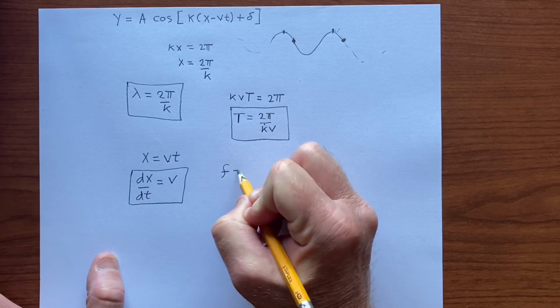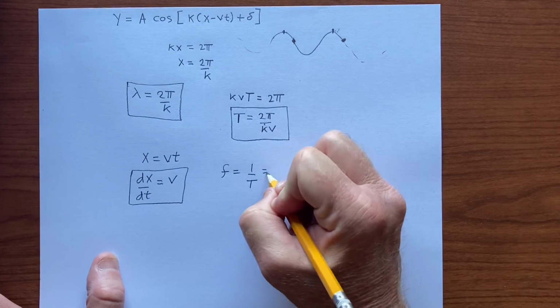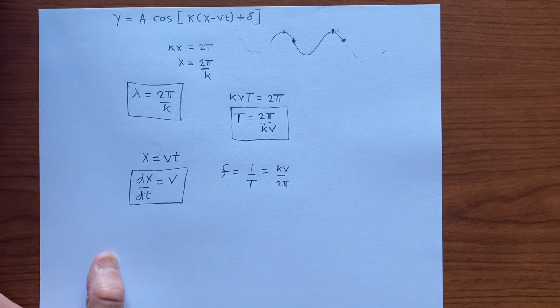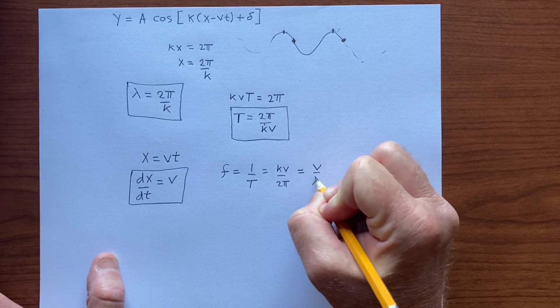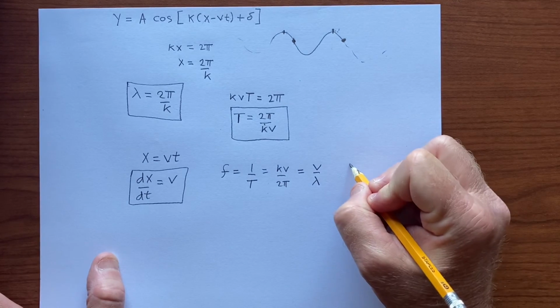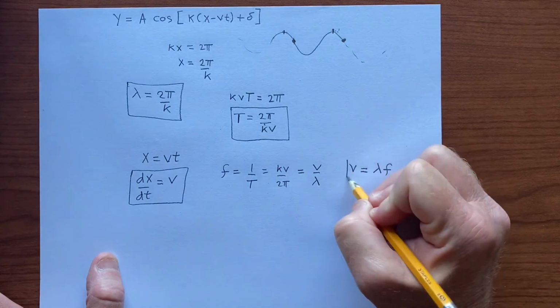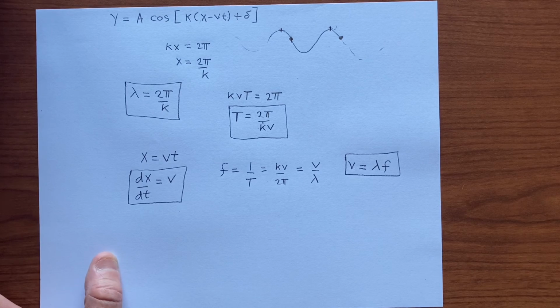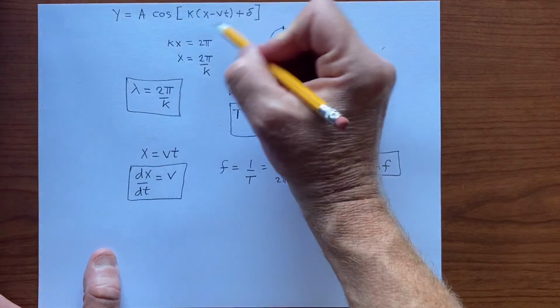The frequency is 1 over the period, and so we know that that must be kv over 2 pi, and therefore that's v over lambda. And so we can conclude that the speed of the wave is the wavelength times the frequency. These are all features that we get by analyzing this function.